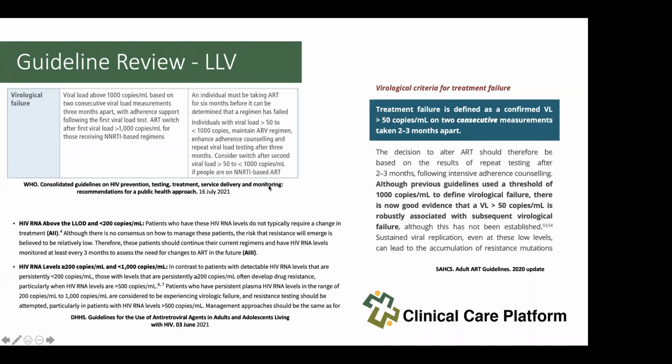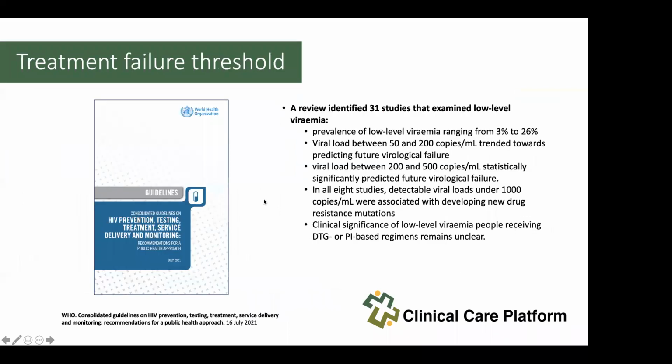So maybe that's a fairer approach, because I think the South African guidelines have sort of aligned to this particular interpretation. However, when you summarize the guidelines, when they now share in the same guideline the review of the clinical program decision by WHO, they tell us a few things which are quite important. For them to recommend this particular approach, 31 studies were reviewed to examine low-level viremia. And you would see that in these particular studies, low-level viremia was quite common. So 30% of the patient population in these studies had low-level viremia, which is a viral load between 50 and 1,000. A viral load between 50 and 200 tended towards predicting future virological failure.